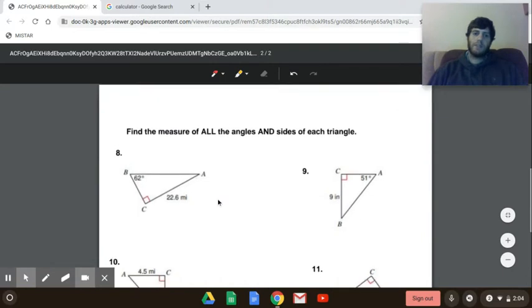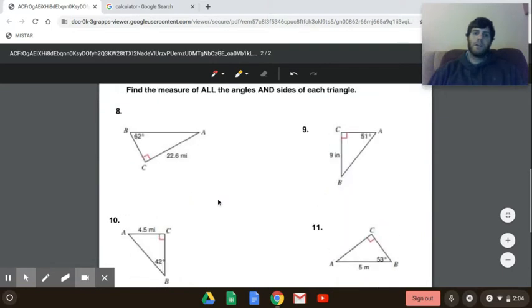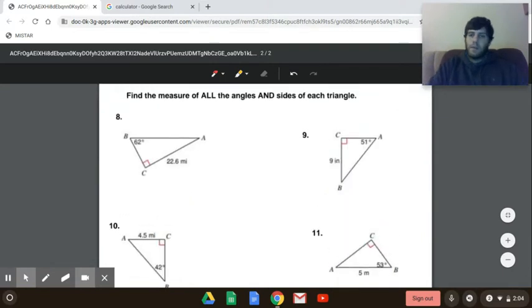Okay, and then you've got 6 more, and these questions are all the same, at least the same idea here. You want to find the missing angles and sides, all the missing angles and all the missing sides. So we can do a couple of them, I guess. We'll do 2 of them, and then you guys will have the other 4 to complete.